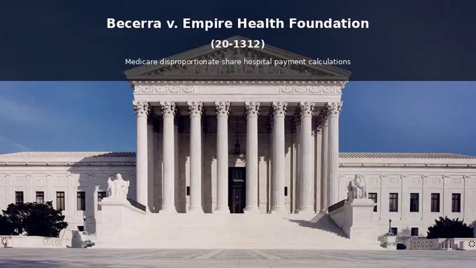Mr. Hedrick? Mr. Chief Justice, and may it please the Court, in the face of HHS's recalcitrance, Congress gave HHS detailed instructions to ensure that hospitals that treat a disproportionate share of indigent patients are properly reimbursed. HHS has repeatedly violated those clear instructions and has done so again here.